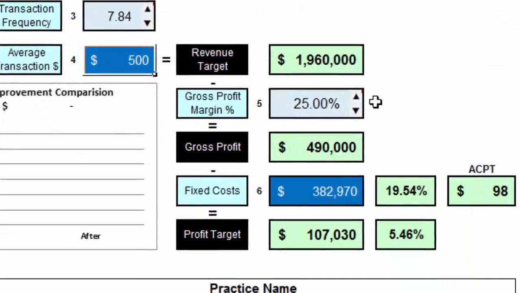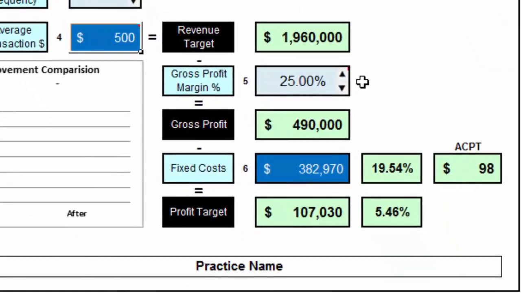Underneath that, there is a 25% gross profit margin in this particular business, which came through with the import button, leaving us with a gross profit in dollars of $490,000. And then underneath that are the fixed costs of this business at the moment, and at the bottom is the profit for that year of $107,030, with a couple of percentage numbers beside it, just for illustration purposes.